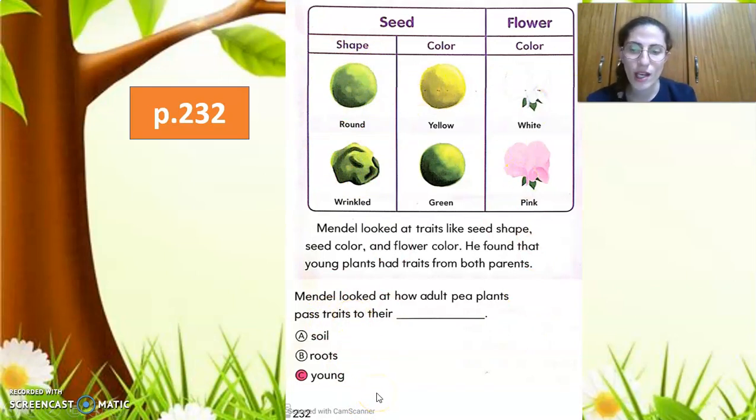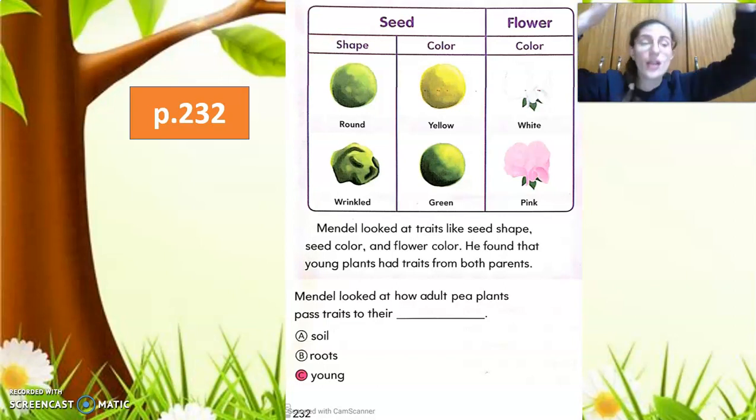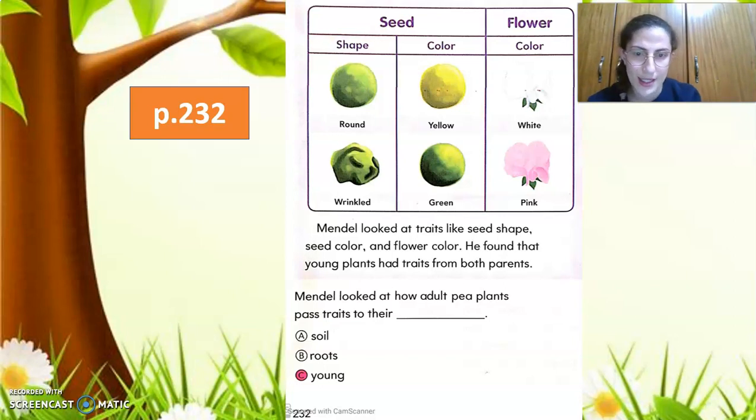Clear? So one more time, what is a trait? A trait is something that living things get from their parents, such as the color of their eyes, color of their hair, color of your skin. Okay? Clear so far? Let's move on.